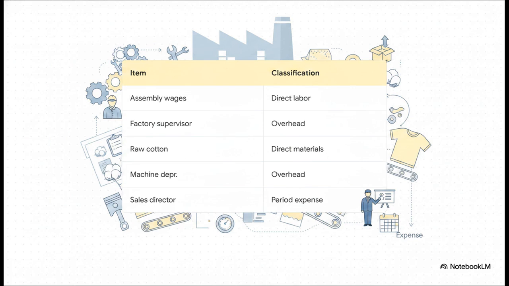Assembly worker wages and raw cotton? Easy. Those are direct labor and direct materials. But a factory supervisor's salary, cleaning supplies, and machine depreciation?